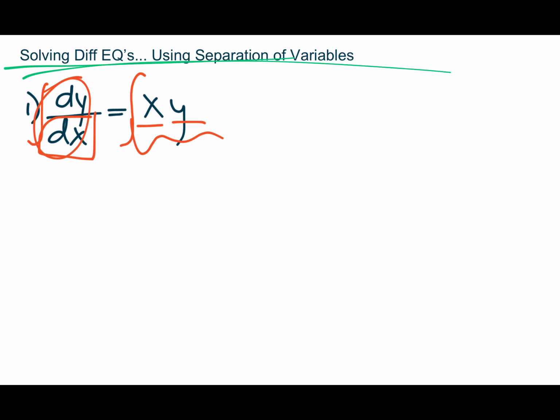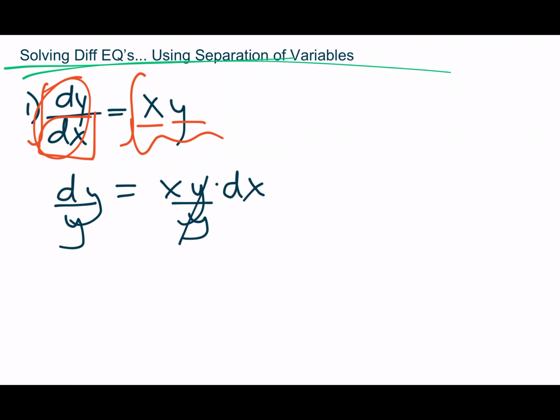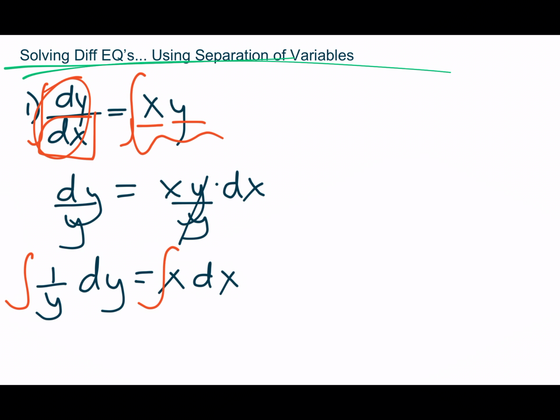So I'm going to take my dy/dx equals xy, and I'm going to do separation of variables. I'm going to multiply both sides by dx. That's going to give me dy equals xy times dx. And I'm going to divide by y. So these y's will divide out, and I'm going to have 1 over y dy. I don't want to write it as dy over y because that's often confusing. And I have this. Now, if I throw integrals on both sides of this, everything is great.